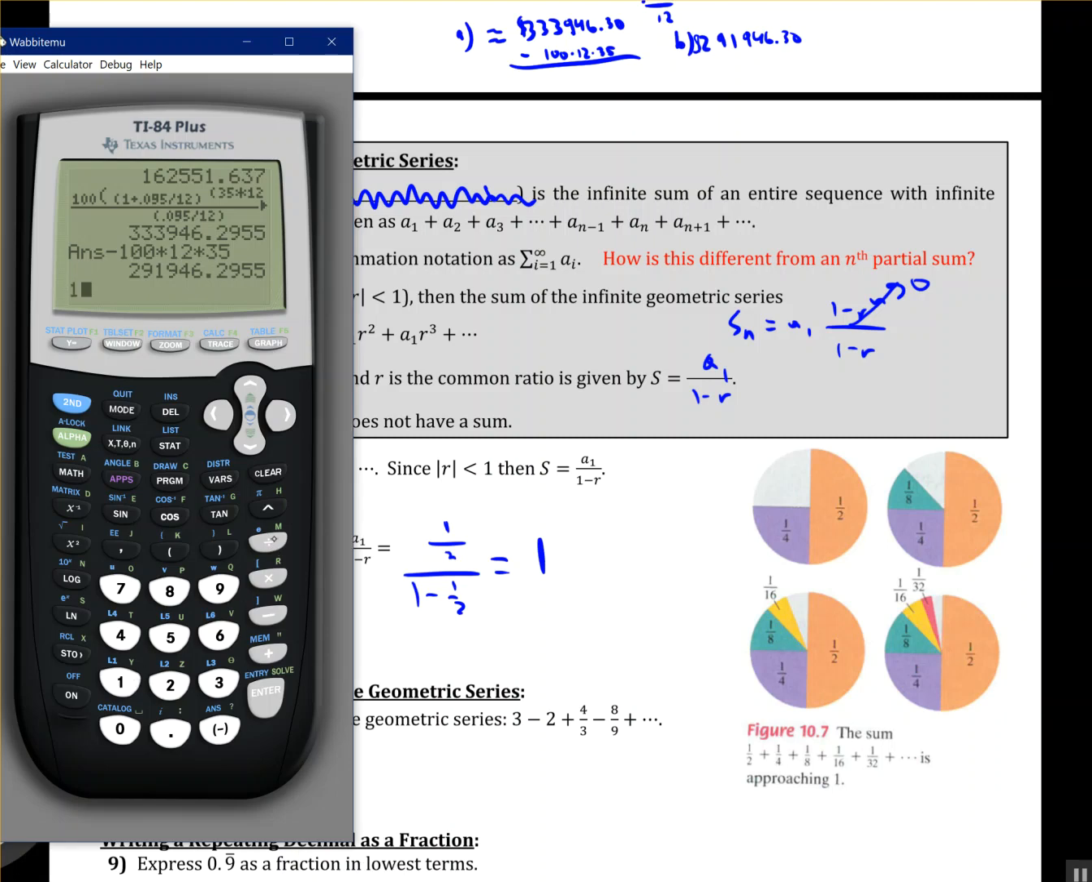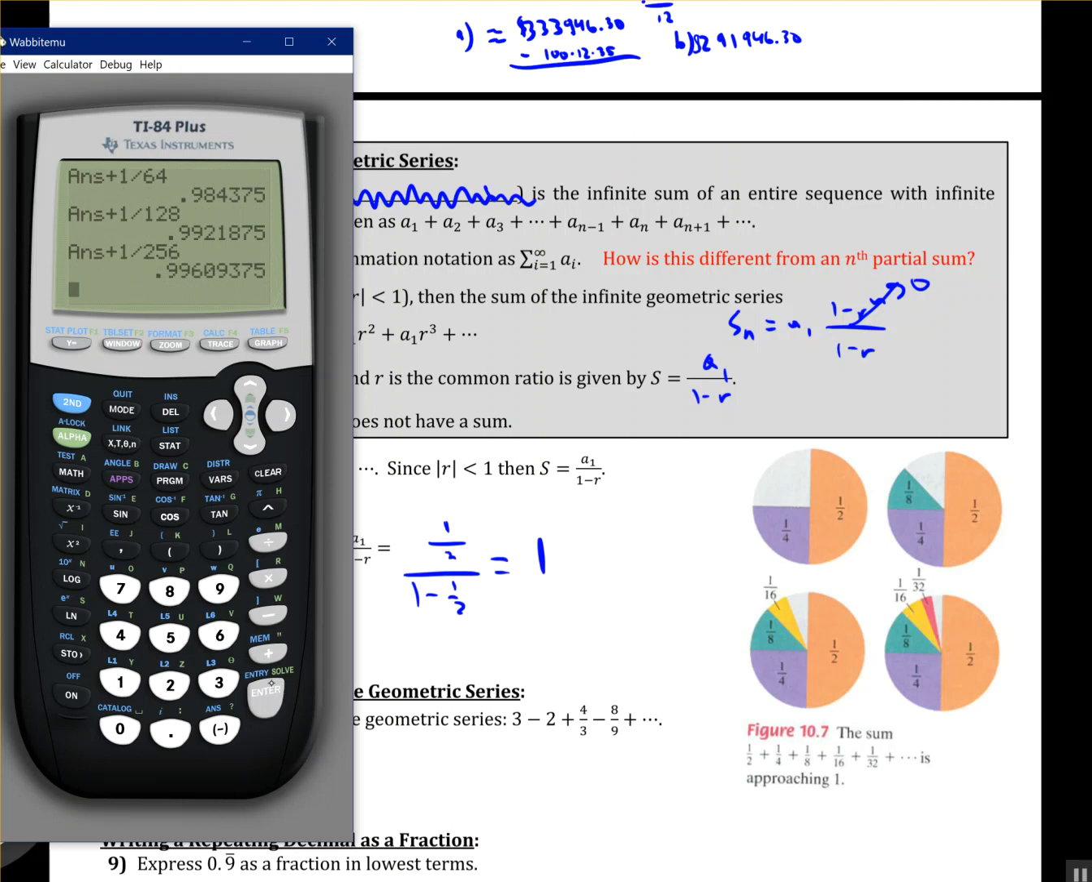So notice, let's just do 1/2 plus 1/4 plus 1/8 plus 1/16, plus 1 over 32, plus 1 over 64, plus 1 over 128, plus 1 over 256. Notice if we look at this number, it's getting closer and closer to 1.